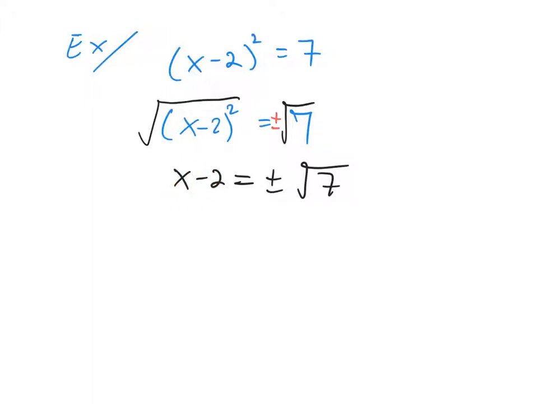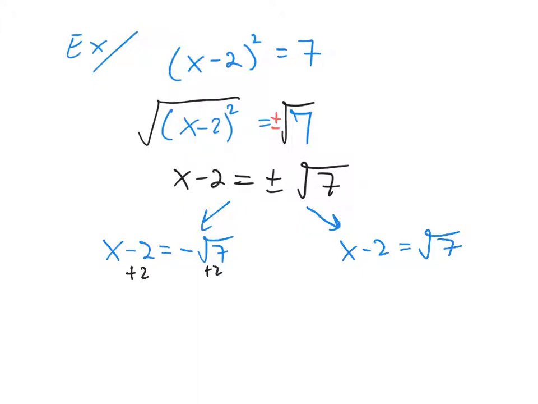All right. So what we're going to do is we are going to set up two equations. One equation is going to have a negative square root of 7, and the other equation is going to have a positive square root of 7. All right, so make a note of that. We have two equations. One's going to be positive, one's going to be negative. And now we just solve each one. So let me go ahead and add 2 over here, add 2 over here. So we're left with x equals 2 minus the square root of 7.